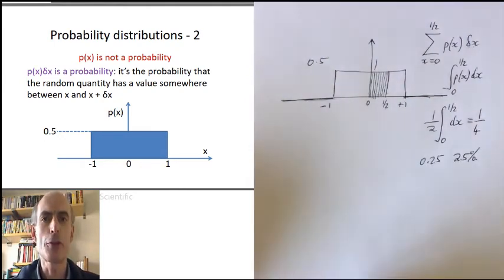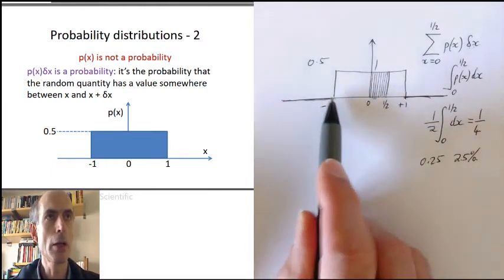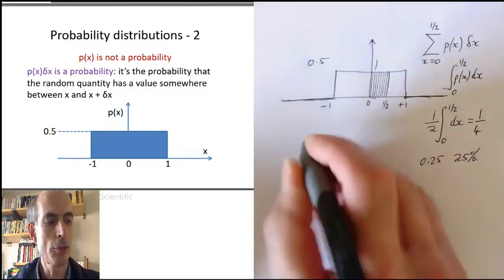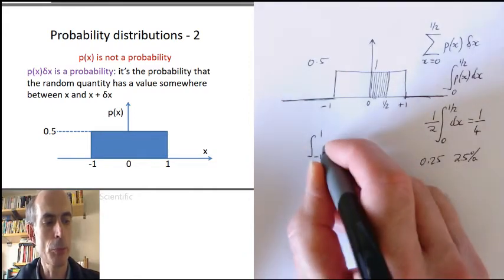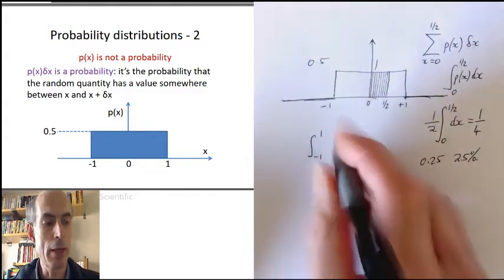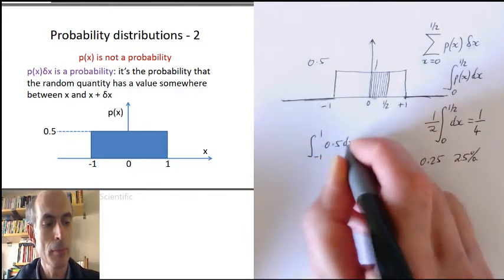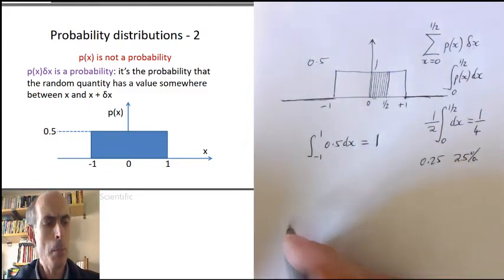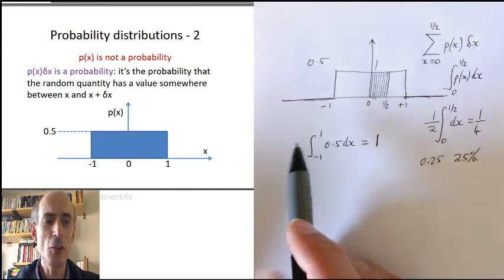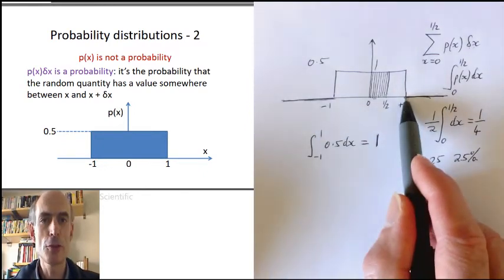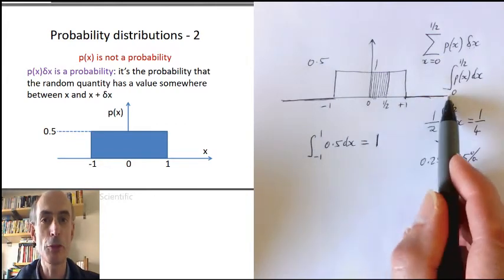Now, you could also ask the question, what is the probability that x is somewhere between -1 and +1? Well, that is just the integral from -1 to +1 of P of x, which is a constant value of 0.5 in that range, and that is equal to 1. Now, note that there is absolutely no chance at all that the value of x is below -1, and absolutely no chance at all that the value of x is above +1.